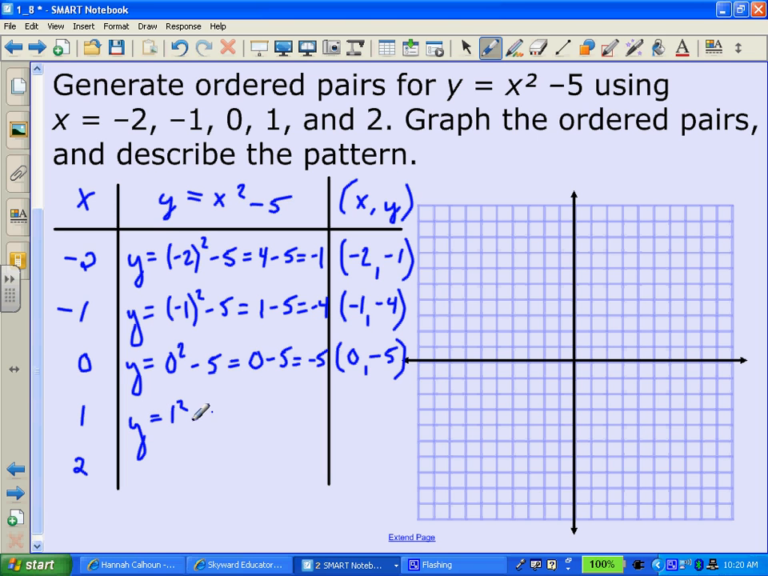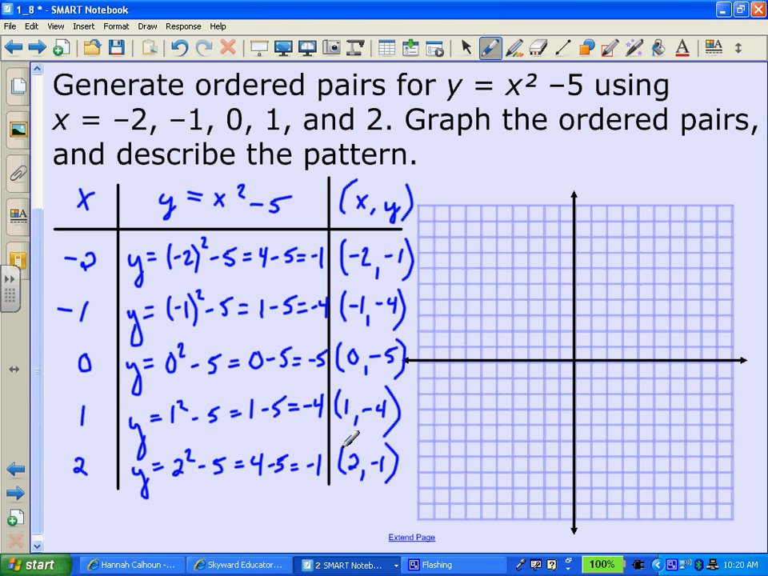Then I'm going to do the same thing with 1. 1 squared minus 5. 1 squared is 1. 1 minus 5 is -4. So then I have 1, -4. And finally I'm going to do the same thing with 2. 2 squared minus 5. 2 squared is 4. So then I get -1. So I have the ordered pair 2, -1.